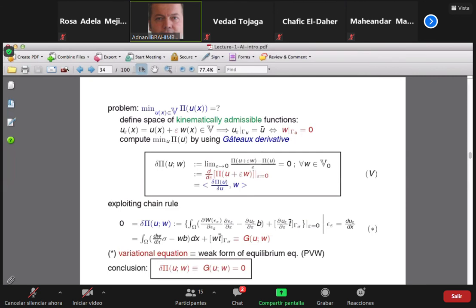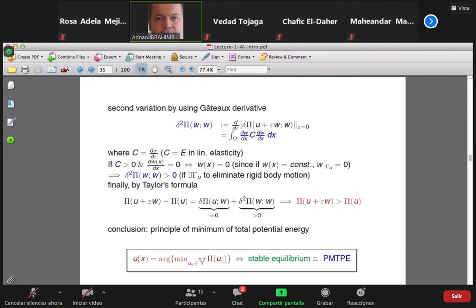Then I take this result and I do this process of constructing the Gateaux derivative again. In other words, sigma is equal to E times du dx, and I get the variation of E u x, and I obtain that the second derivative simply becomes dw dx times E, which is Young's modulus, times dw dx. Or rather, if it's nonlinear, it should be C instead of E, C being the tangent modulus.